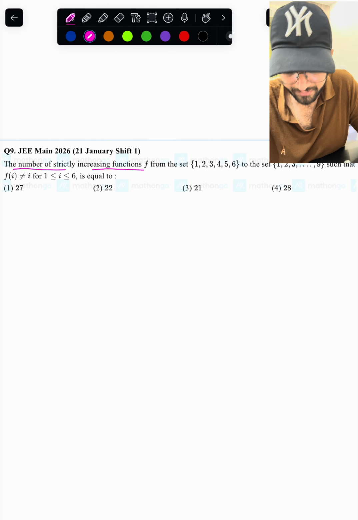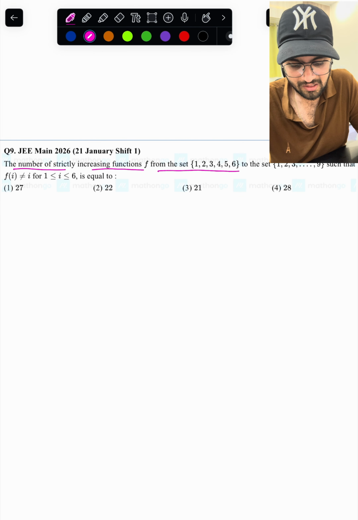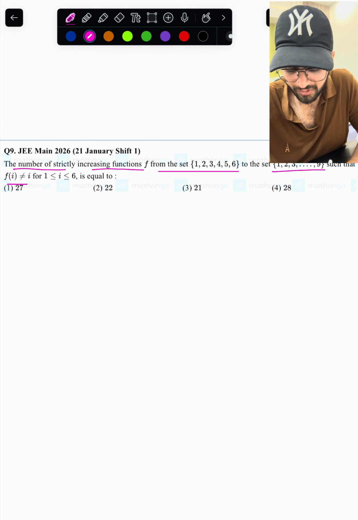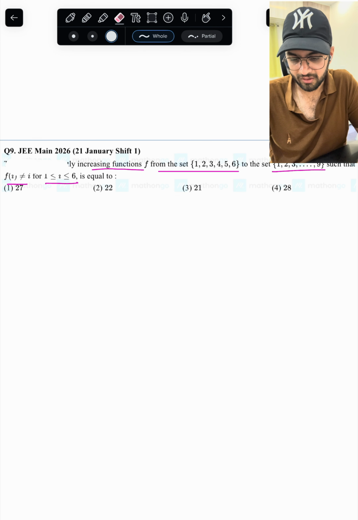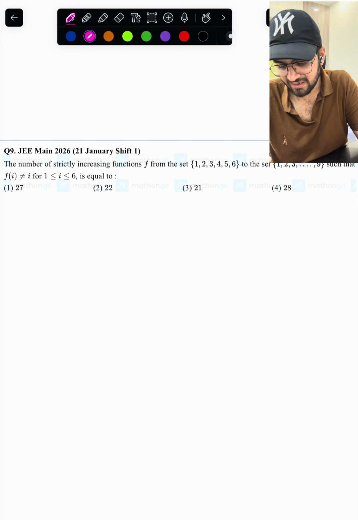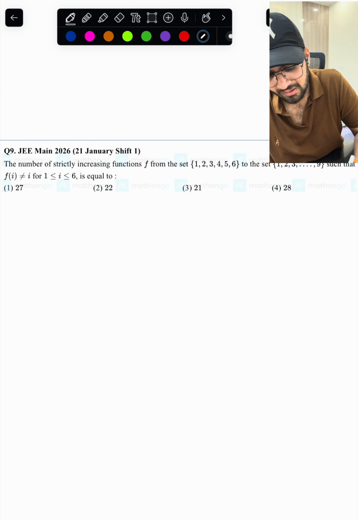The number of strictly increasing functions from the set {1 to 6} to the set {1 to 9} such that f(i) not equal to i for 1 less than or equal to i less than or equal to 6. So this is also a repeated PYQ question. These kind of questions were earlier asked in 2024-2025, right?